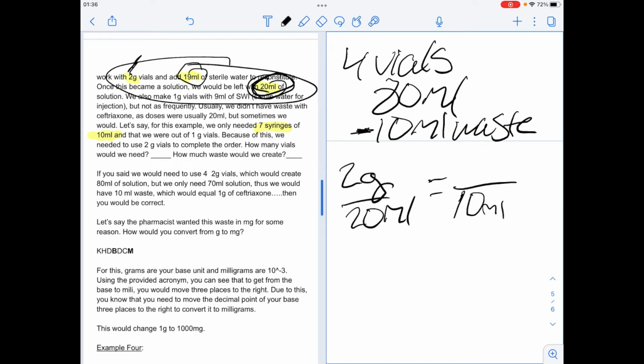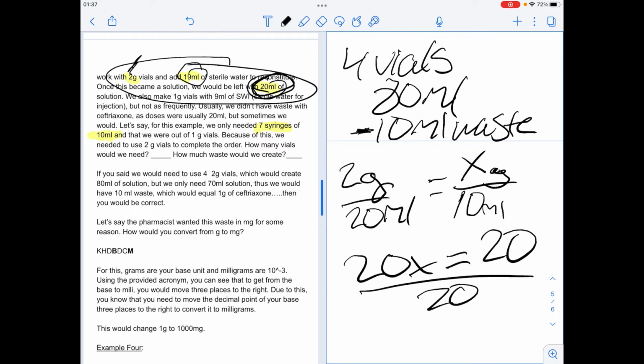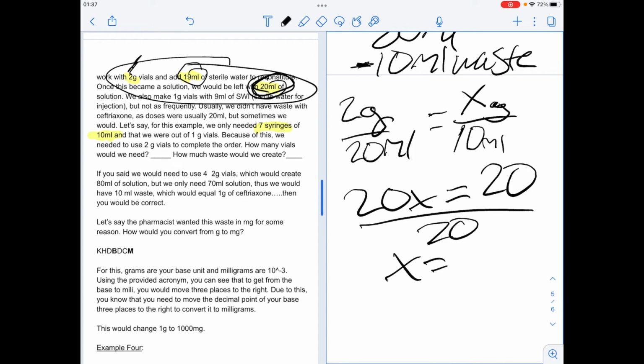And then we don't know how many grams this is in this 10 milliliters. So let's cross multiply. We have 20x set equal to 20. Divide both sides by 20. Then we get x equals 1 gram. So 1 gram of waste with that ceftriaxone order.